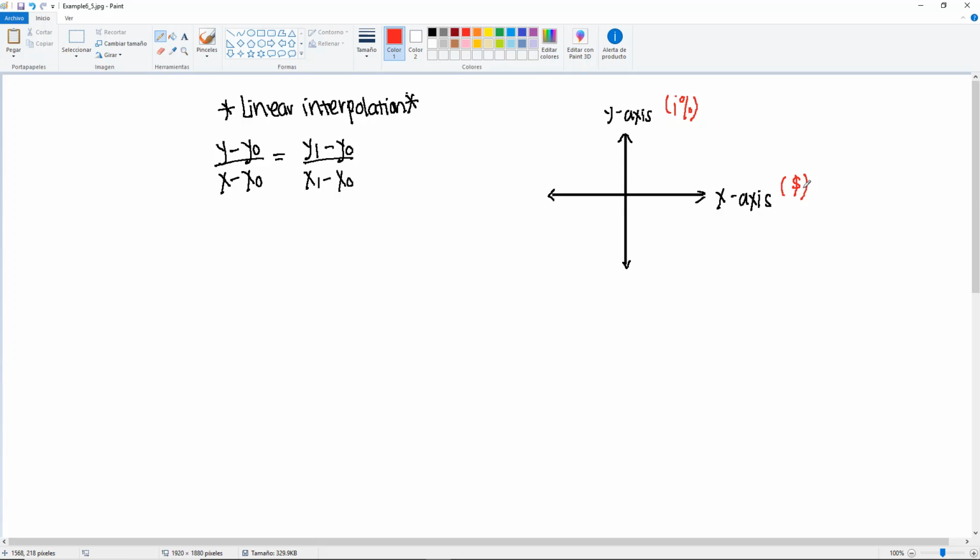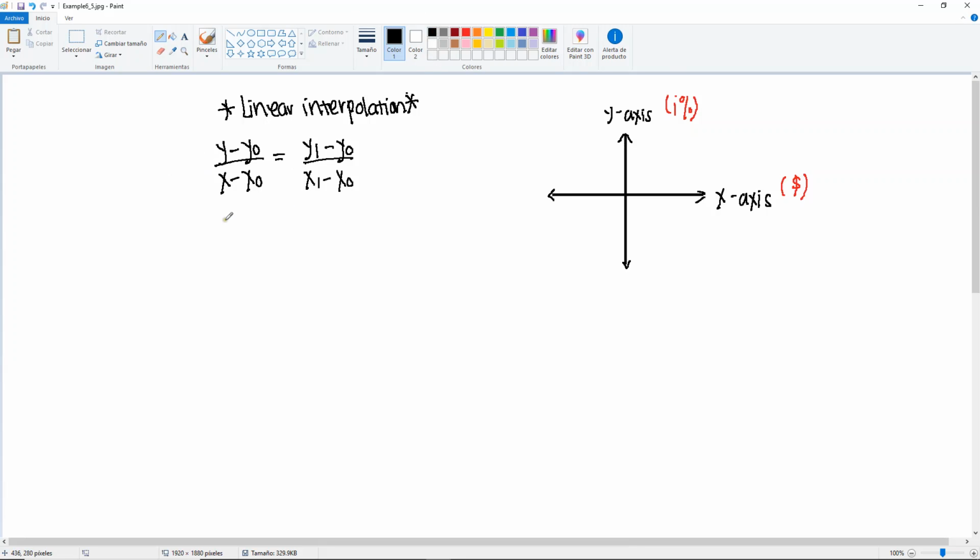Okay, so in a rate of return analysis, we are looking for the rate of return. So in this case, we are looking for a point in the y-axis, because that's the one that we have as our interest rate. We need to find a point in the y-axis. So therefore, we are looking for y. So we need to solve for y.